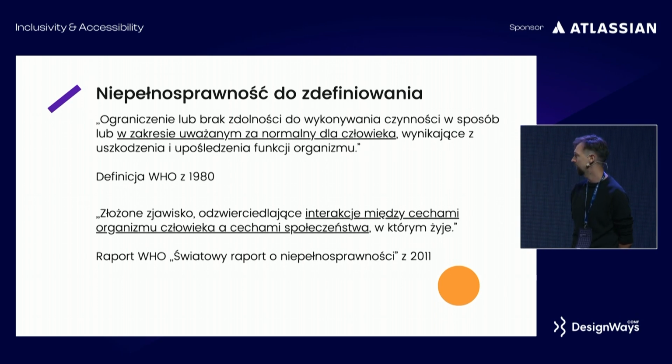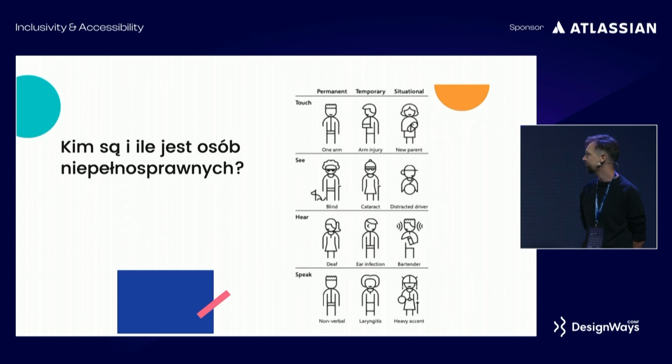Another definition, 2011. Disability is a complex phenomenon reflecting the interaction between features of a human organism and features of the environment and society they live in. Here, surely, you must see something else is the focus, and the word interaction is the key word for designers, because in contrast to who we are, we can affect interaction all the time.